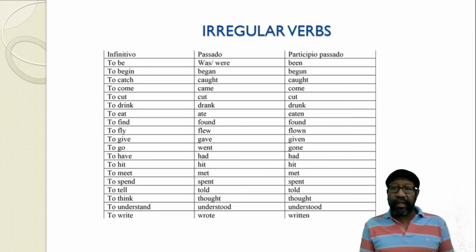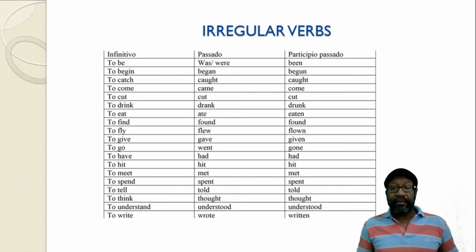Because when we go to irregular verbs, things get a little bit complicated, a little bit confusing sometimes. Because with irregular verbs, we do not have a general rule. So, for example, you see the verb to be, the past is was and were, and the past participle is been. And then you have the other verbs here: to begin, began, begun, catch, caught, caught. You see, they are equal. To come, came, and come. So, as you can see, there is not a general rule for irregular verbs.